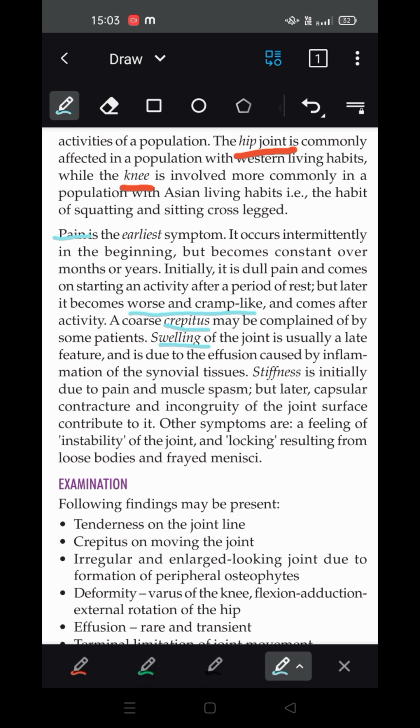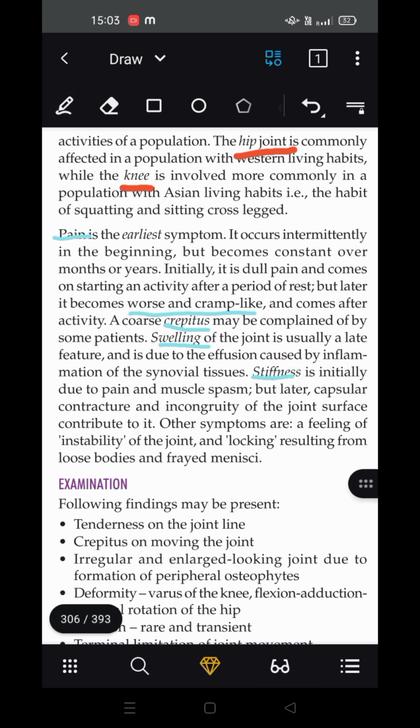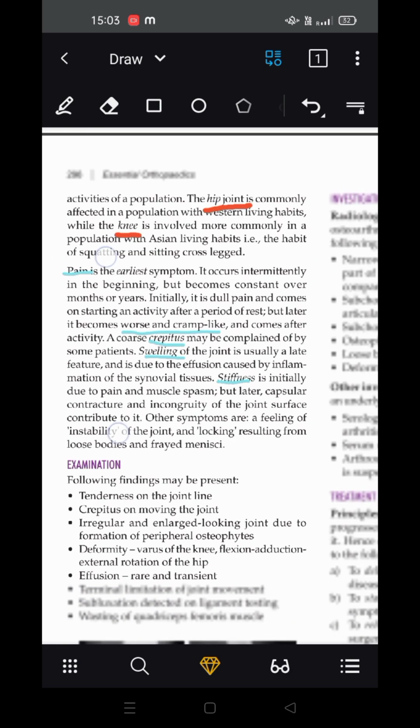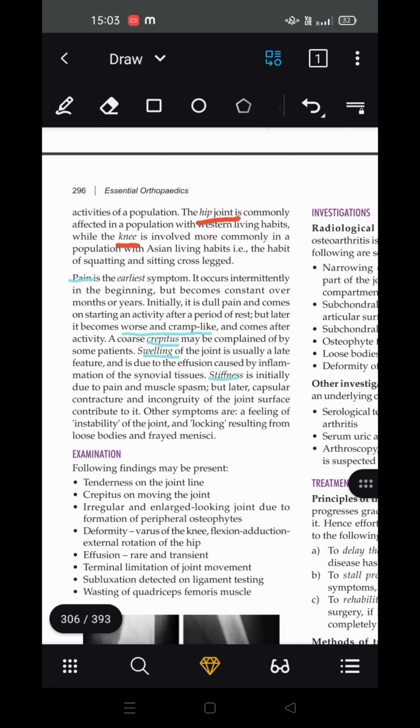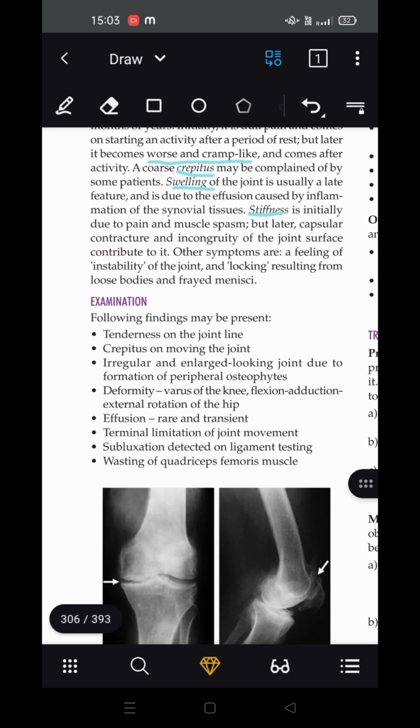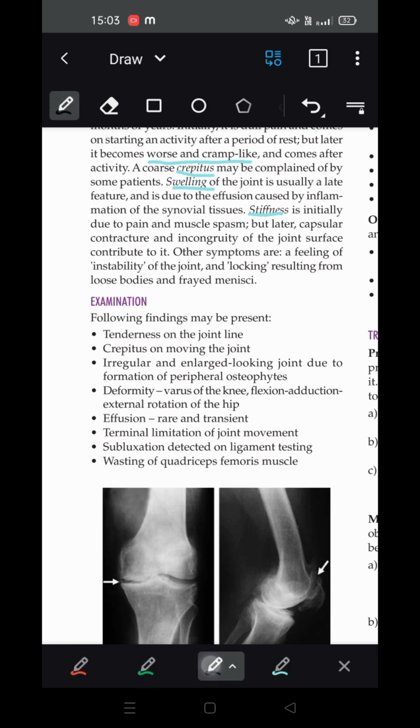Then the fifth one is stiffness. It is initially due to the pain and muscle spasm, but later capsular contracture and irregularity of the joint surface contribute to it. Other symptoms are the feeling of instability of the joint and locking resulting from loose bodies and frayed meniscus. Okay. So moving further towards the examination, how we will examine whether the patient has OA or not.